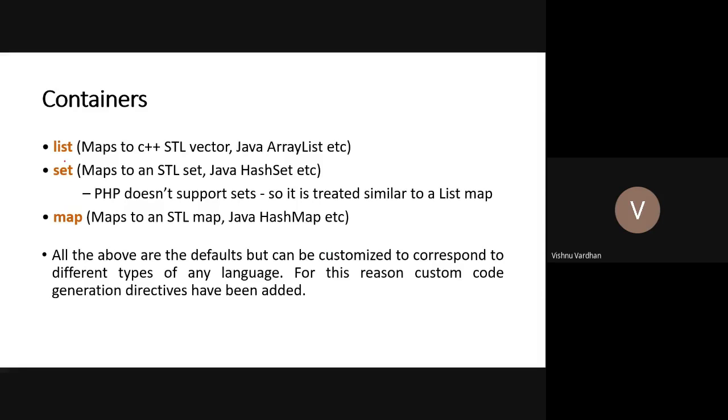Containers. Lists, they are generally mapped to the array list or C++ STL vectors. Then sets, maps to an STL set, Java hash set, etc. So PHP does not support sets. Okay, so PHP does not support sets, so that's why it is treated similar to the list. So there are many combinations according to the programming language requirements, and accordingly the Thrift engine will take the decision how to map a particular data type to the corresponding programming language data type.